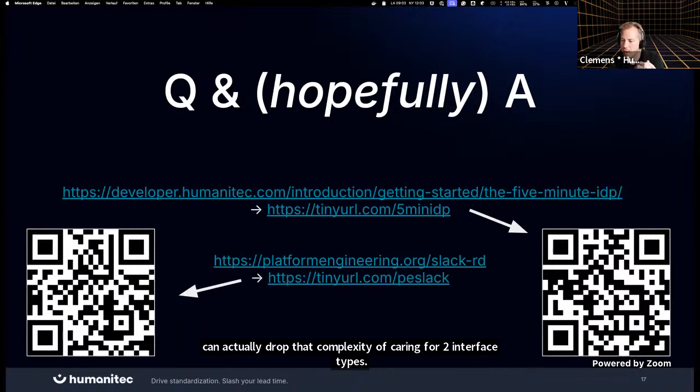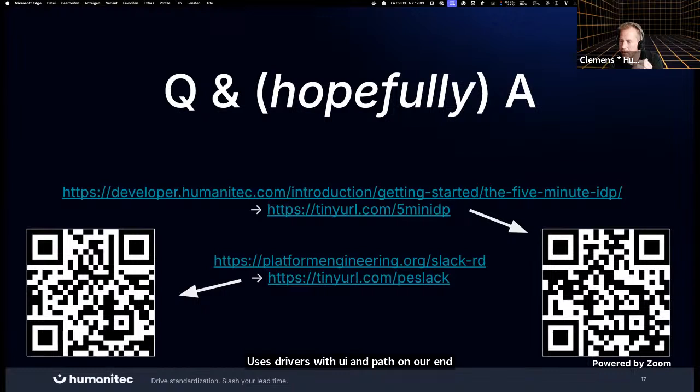Uses drivers with URI and path on our end. Files are used, memcached.